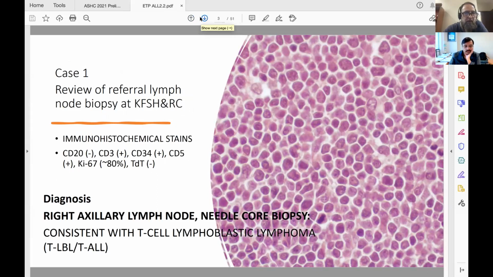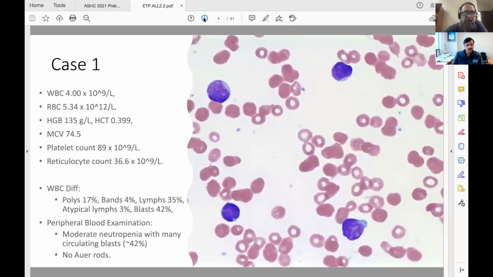And no doubt there was a blast population. This is the picture of the blast. We worked it up with some basic stains, and some of the stains were already done there. We repeated them. And it was clearly a T-cell lymphoma, sorry, not B-cell, and it was negative for CD20, as you can see in the stain. So, next slide. We confirmed the diagnosis.